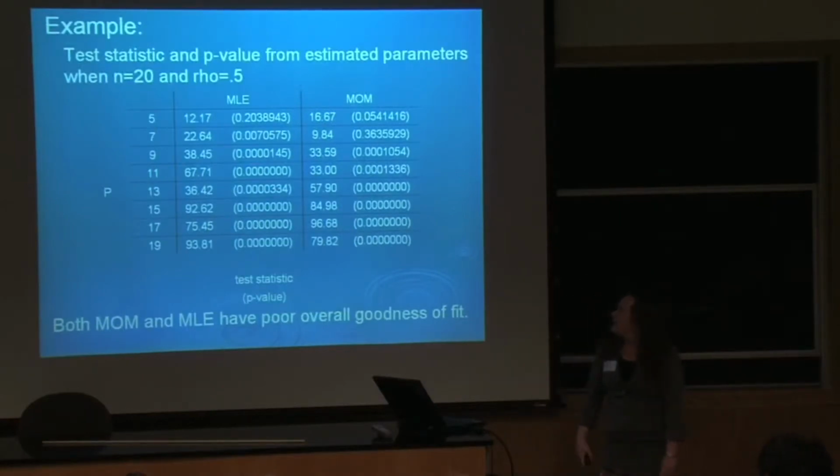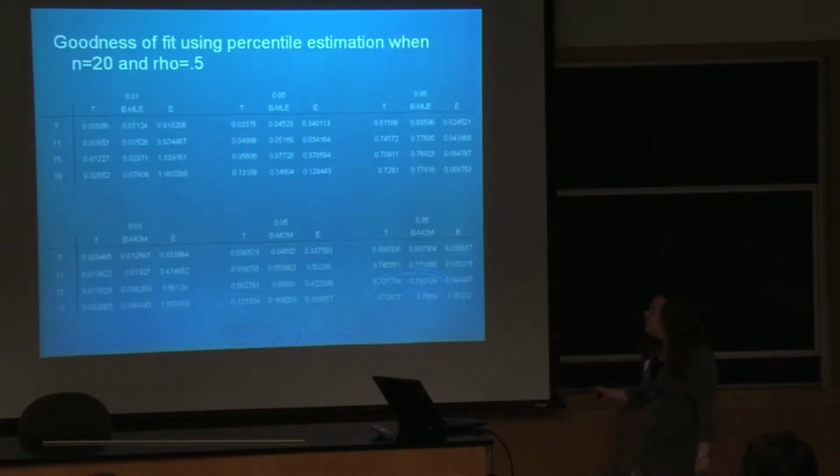So now we're looking at the test statistics and p-value for estimated parameters when n is 20 and rho is 0.5. We would hope that our test statistic was 9, but unfortunately, both the method of moments and the MLE do not have very promising results. They both have very poor overall goodness of fit. But luckily for us, we have another means to test for goodness of fit.